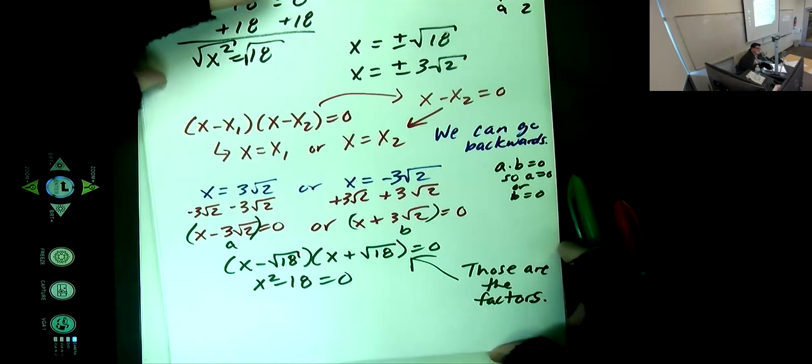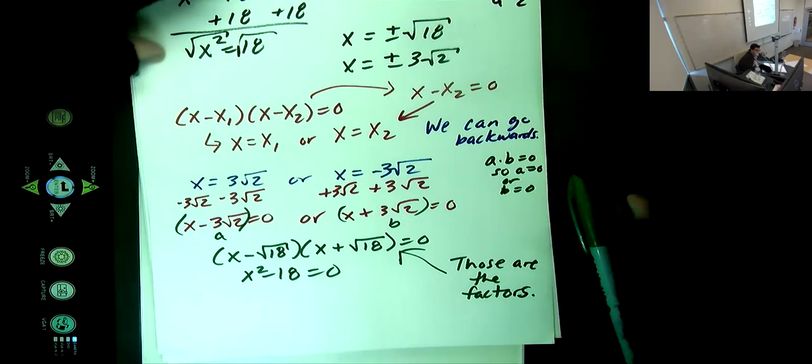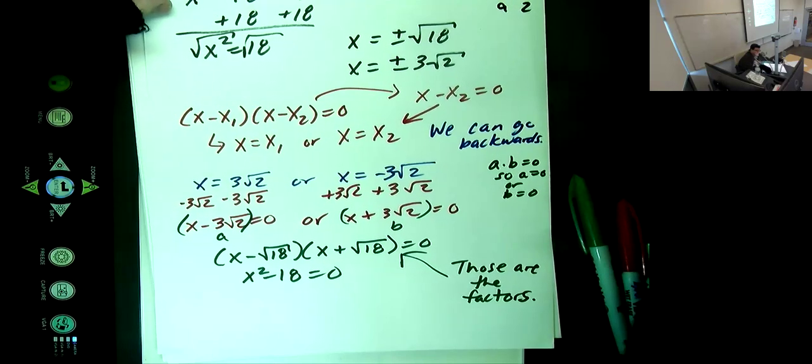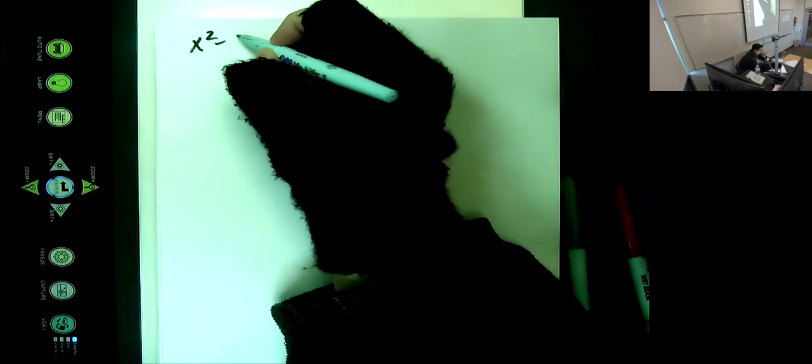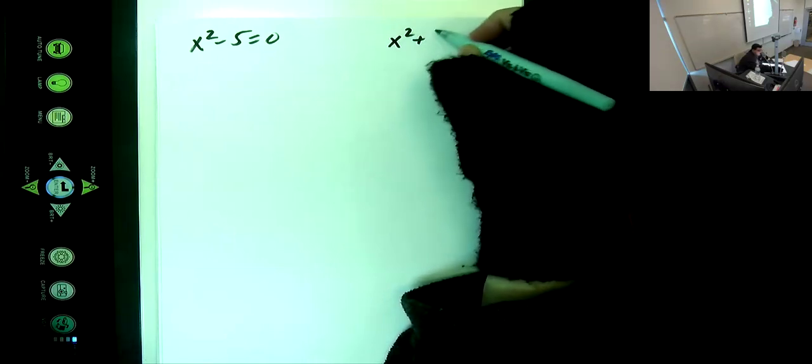Any questions on that? Let me give you guys one to try. Try x squared minus 5 equals 0. And then try x squared plus 7 equals 0.